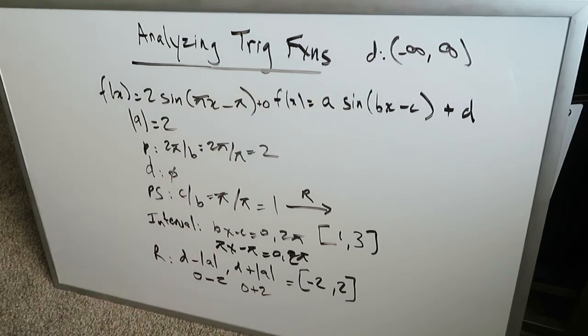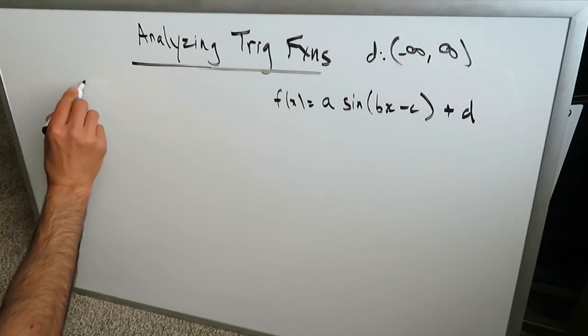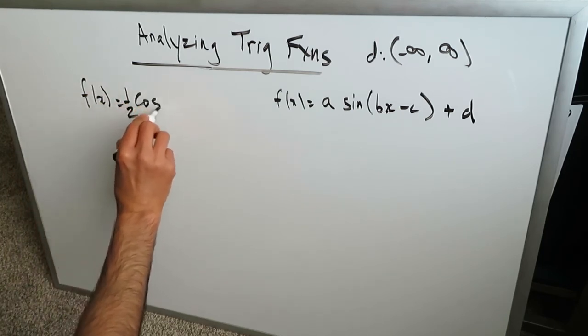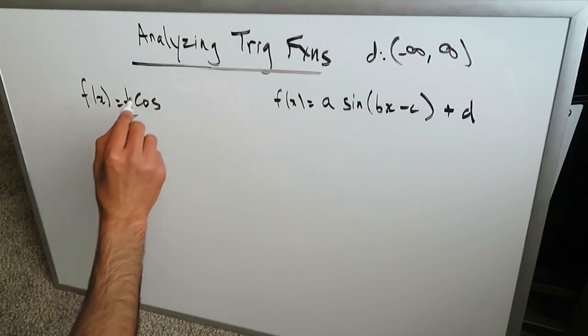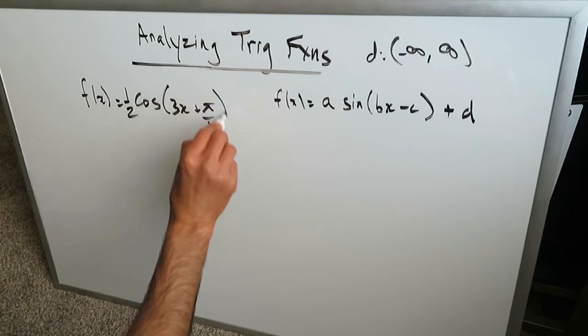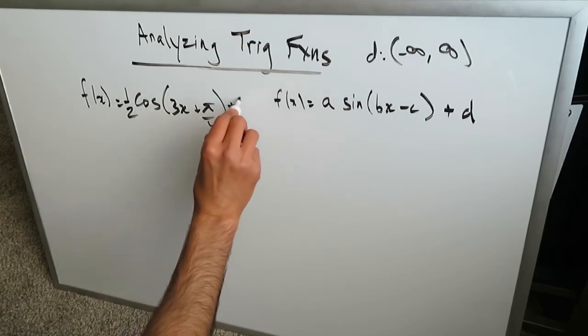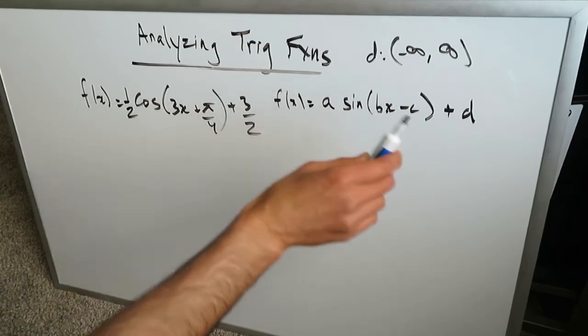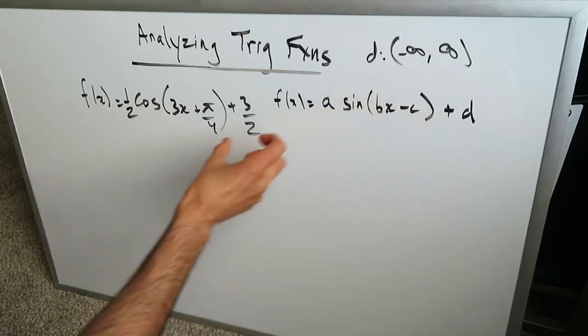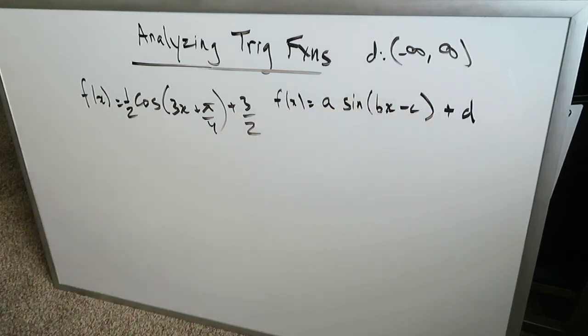We'll look at some more examples. Let's look at this example. F of x is equal to a half cosine, so it's going to be a cosine function, of 3x plus pi over 4, plus 3 over 2. It's already converted into the standard format. You have a, b, c, and d components. Remember all of these components. There are 4 of those components which you bring out from your function.